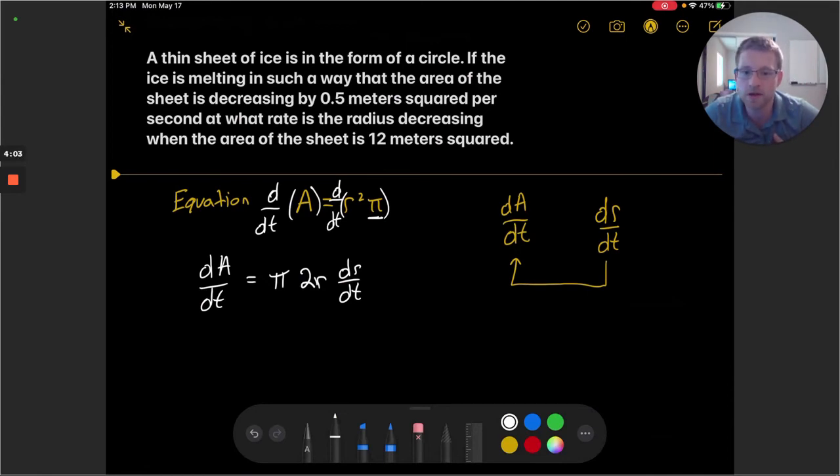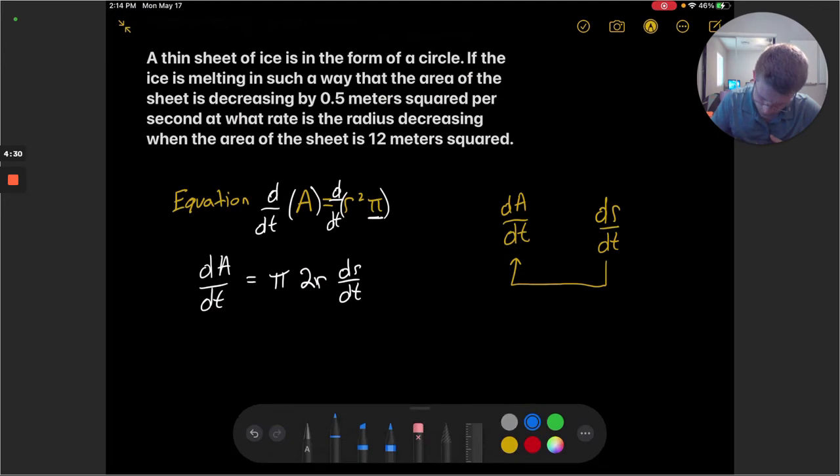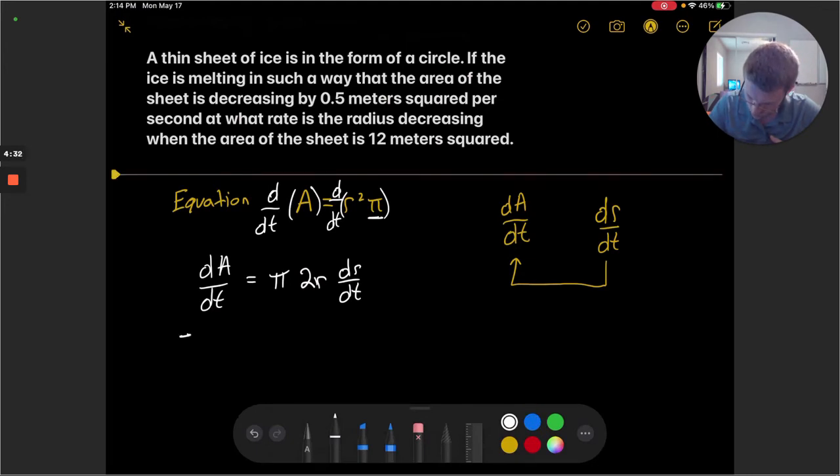So let's now consider what components we know. We know dA/dt, the rate of change of our area, is decreasing at 0.5 meters squared per second. That's in our problem statement, so we can fill that in right away. So this is going to be negative 0.5 meters squared per second.